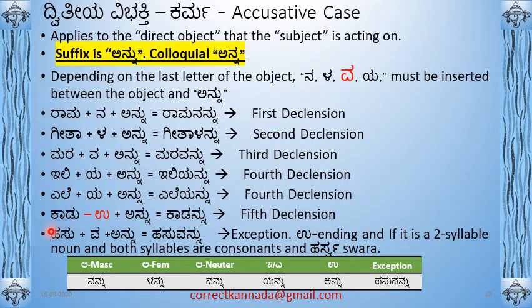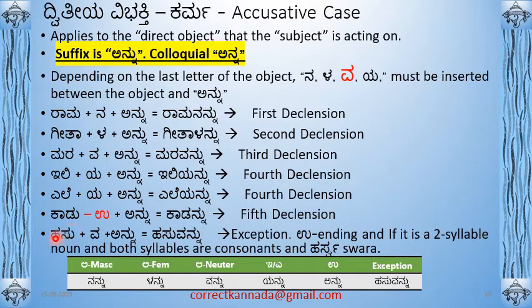Like the example is hasu, hasu, right? Ha is a harsva consonant, su is a harsva consonant, and it is u-ending. In this case, you have to use va in between, hasuvannu, like this. This is an exception, and that's what I have mentioned here. U-ending, and if it is a two-syllable noun and both syllables are consonants and harsva, meaning it's not dirgha. Harsva means one-second pronunciation. Dirgha means things like kaa, aa, ee. These are all dirgha. These are all harsva, ha and su. In this case, even though it's u-ending, you have to put a va in between and then annu, and the u will continue to stay.